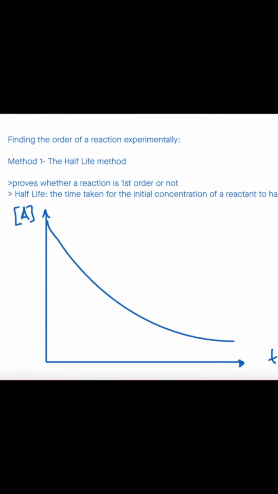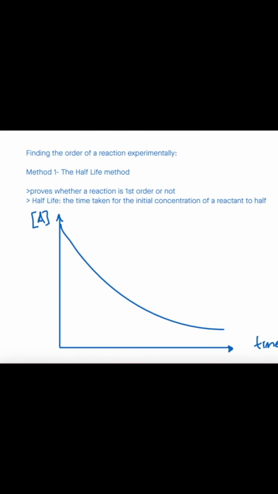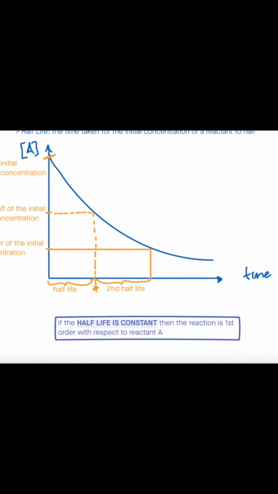There are two methods to find out the order of a reaction experimentally. The first method is known as the half-life method, and this proves whether a reaction is first order or not first order. The definition of half-life is the time taken for the initial concentration of a reactant to halve. So on a concentration time graph, work out the half-life by finding half of the initial concentration. Draw two lines to work out the time taken for the initial concentration to halve. One line is a horizontal line up to the curve, and the other is a vertical line down to the x-axis. Repeat this again at a quarter of the initial concentration to find the second half-life. And if both half-lives are constant, then it means the reaction is first order with respect to that reactant.